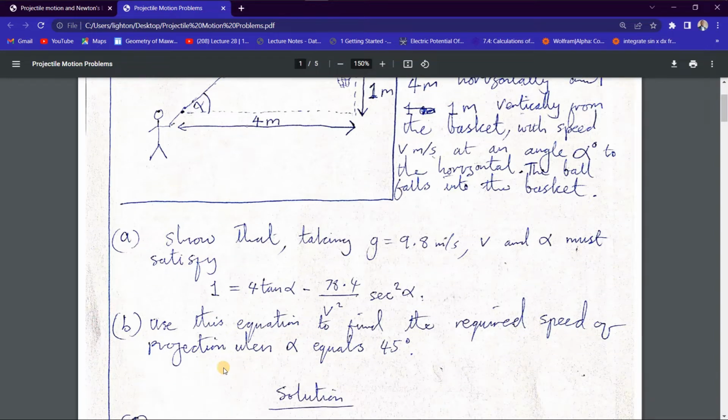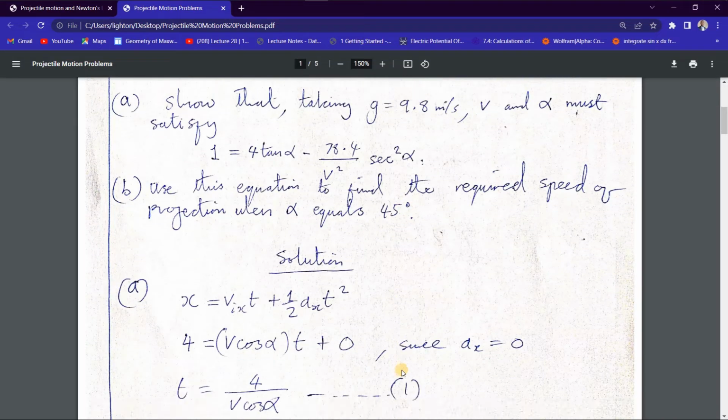And part B is just saying use this equation, meaning this one, to find the required speed of projection when alpha equals 45 degrees. So here it is asked to find the speed of projection when alpha is 45 degrees. So now moving on to the solution.